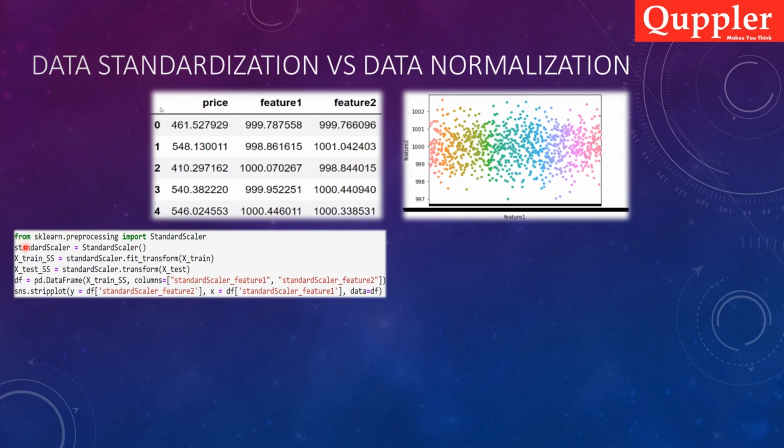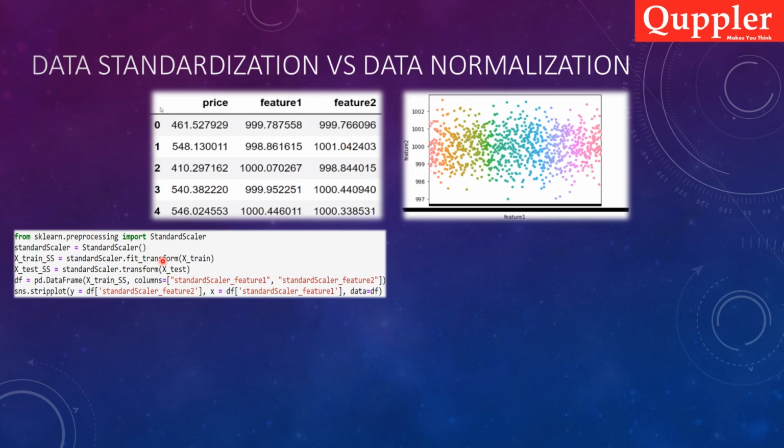Once we create the object of it, from that object we call the fit_transform API, where we pass our independent variable train data set, which has my independent variables such as feature 1 and feature 2. Once we do a fit transform over it, our scaling with StandardScaler is done.